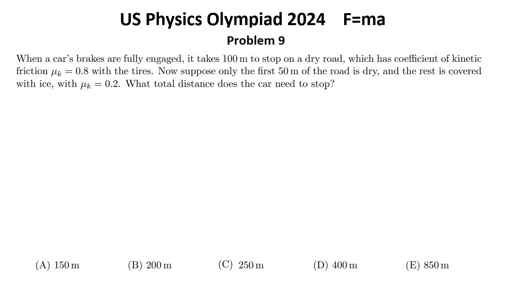Problem number 9. When a car's brakes are fully engaged, it takes 100 meters to stop on a dry road, which has coefficient of kinetic friction mu_k equals 0.8 with the tires. Now suppose only the first 50 meters of the road is dry, and the rest is covered with ice, with mu_k equals 0.2. What total distance does the car need to stop?